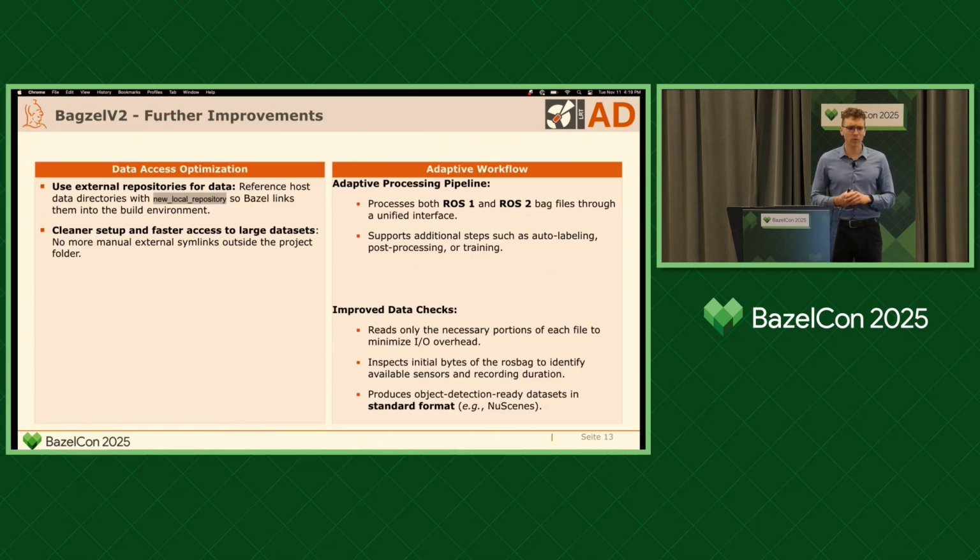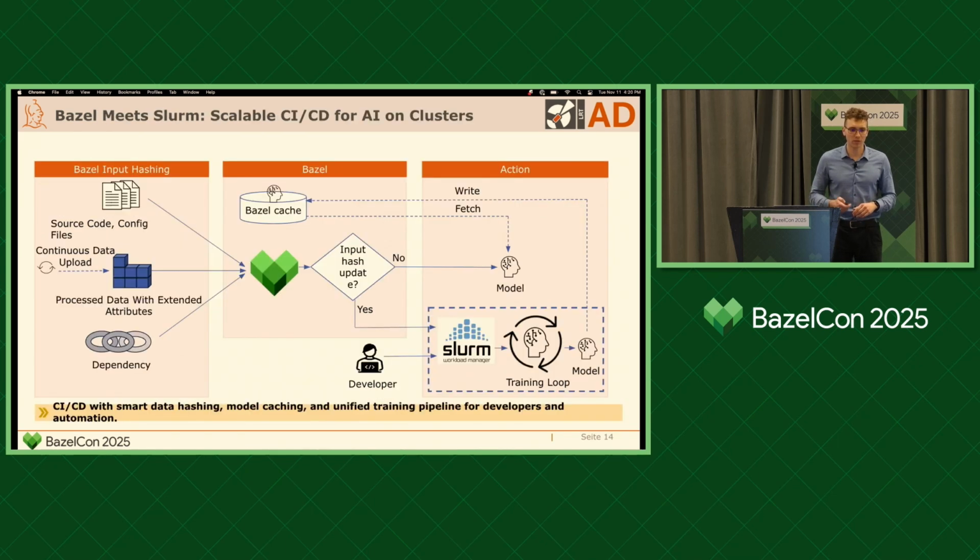What did we also improve? We used external repositories. We linked our data with new local repositories into the Bazel project, so Bazel will handle the symlinks, so we need no external symlinks out of the project folder. We also adapted the processing pipeline so it works with ROS1 and ROS2, and added steps such as auto-labeling and post-processing. We also improved the data checks and were able to extract the data in a standardized format, like the new scenes format.